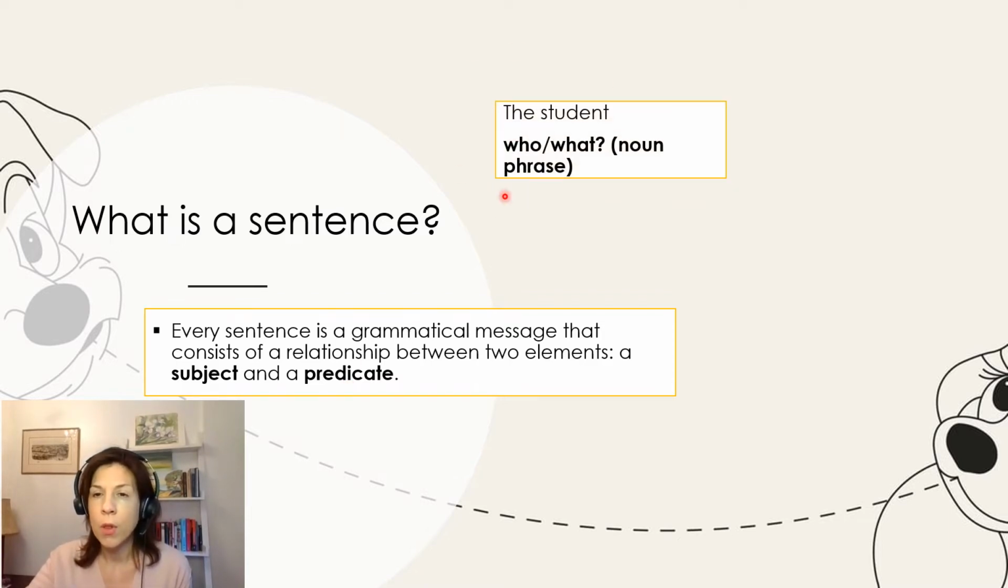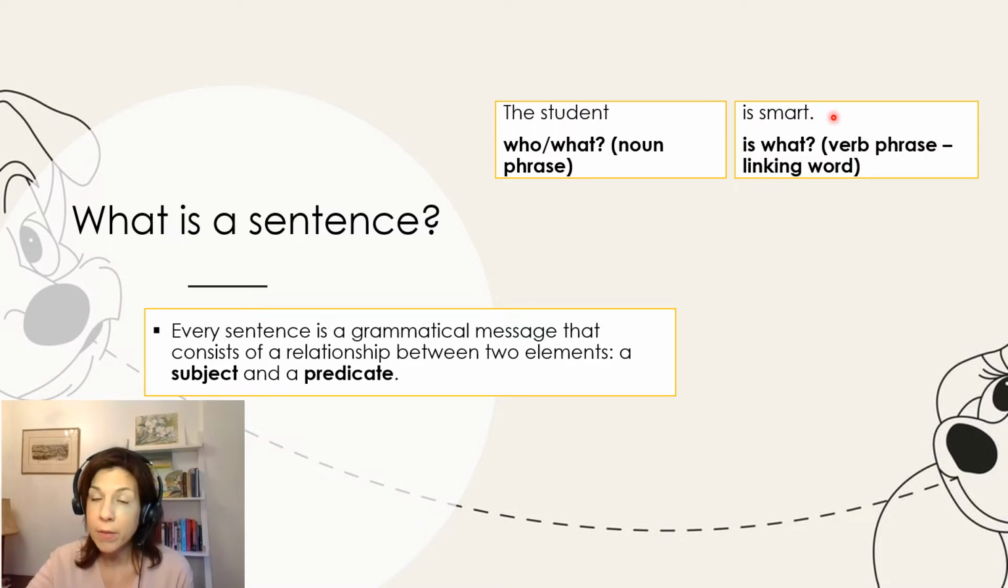In this example, the student is my subject. It answers the question, who? The student is what we call a noun phrase. Even though student is a noun, it's part of a phrase because it includes the article the. Is smart is my predicate. It answers the question, is what? And it's part of a verb phrase. So here, the verb is a linking word. It's linking the student with smart.